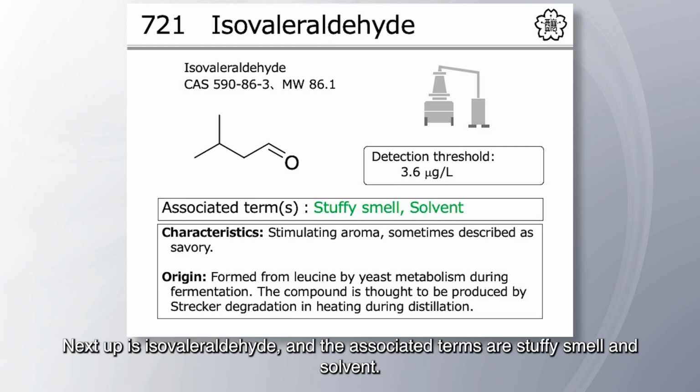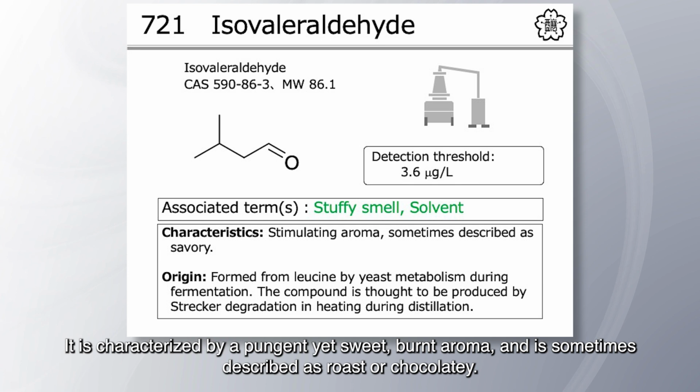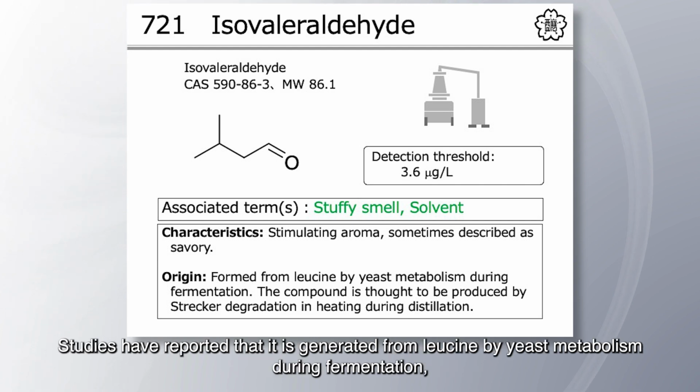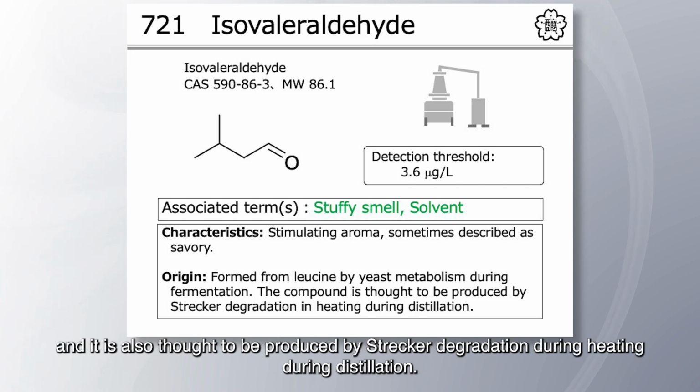Next up is isovaleraldehyde, and the associated terms are stuffy smell and solvent. It is characterized by a pungent yet sweet burnt aroma and is sometimes described as roast or chocolatey. Studies have reported that it is generally produced from leucine by yeast metabolism during fermentation, and it is also thought to be produced by Strecker degradation during heating during distillation.